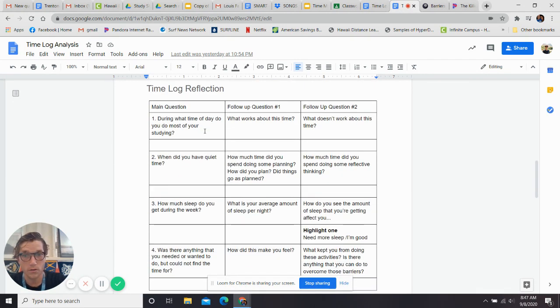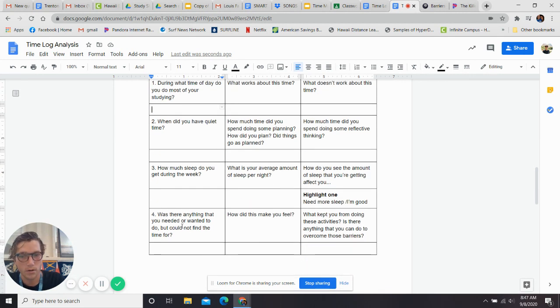Then you'll come down here and fill out some of these questions. It's set up into three different columns: main question, follow-up question, number two. You just click in here and type away. During what time of day do you do most of your studying? What is the best? This one down here, number 4, I really want us to focus on. Was there anything that you needed or wanted to do but could not find the time for? This is what I want us to be thinking about.